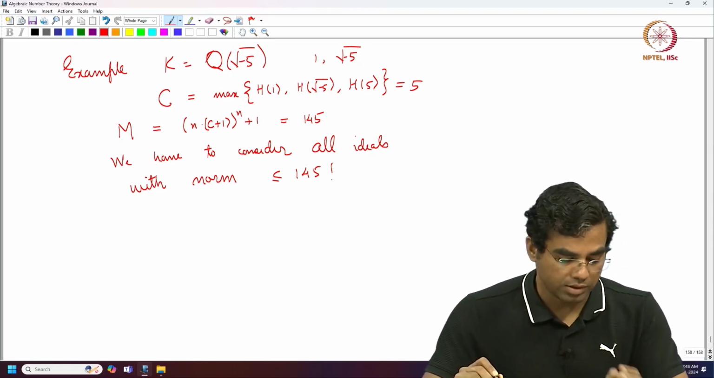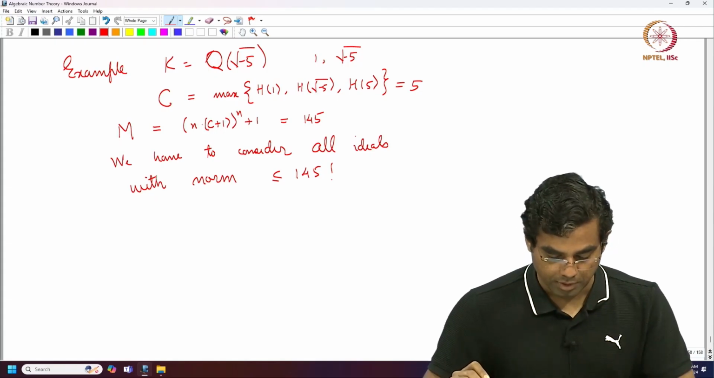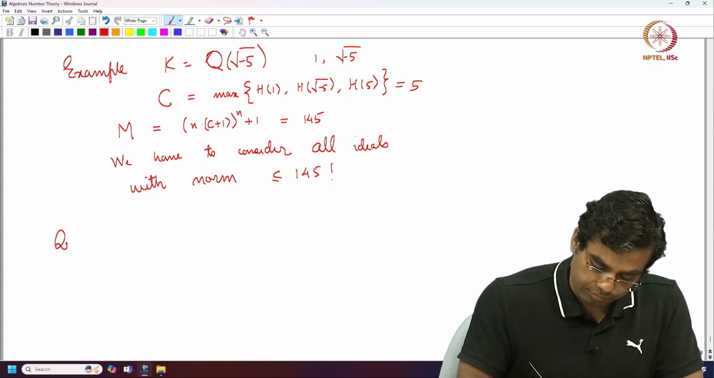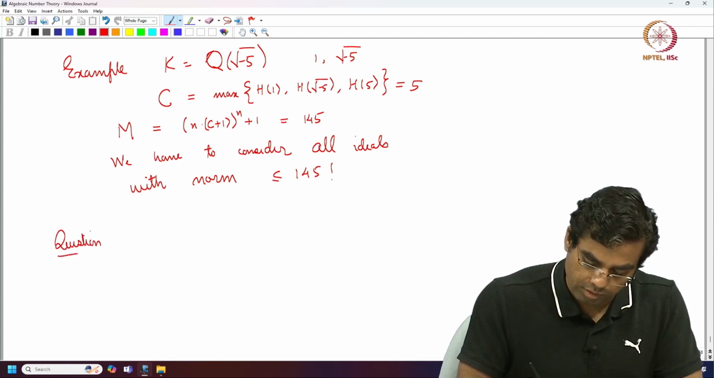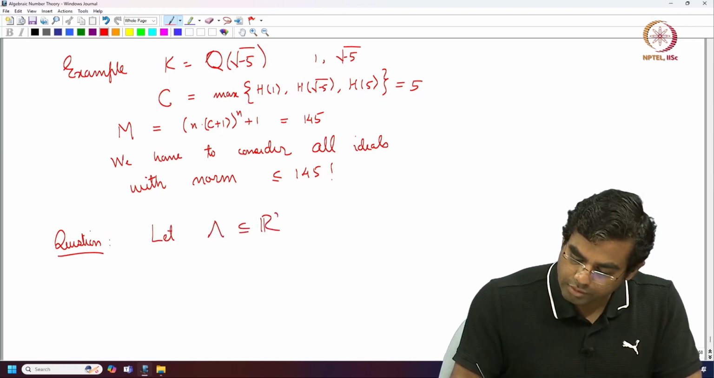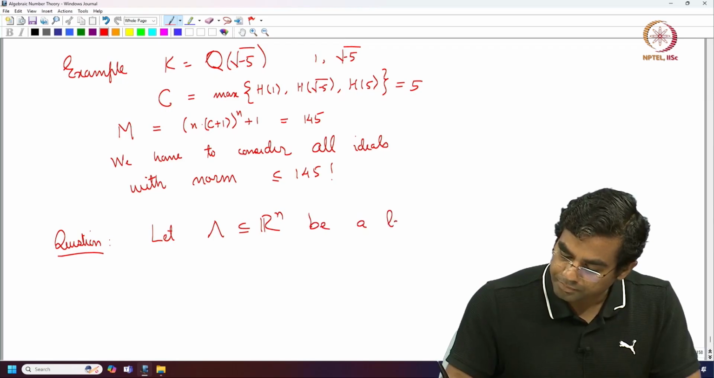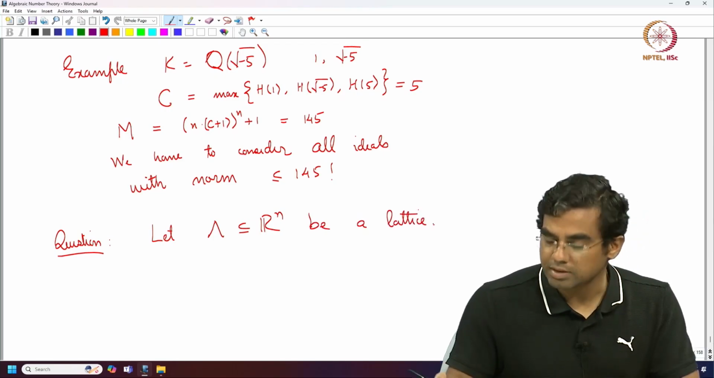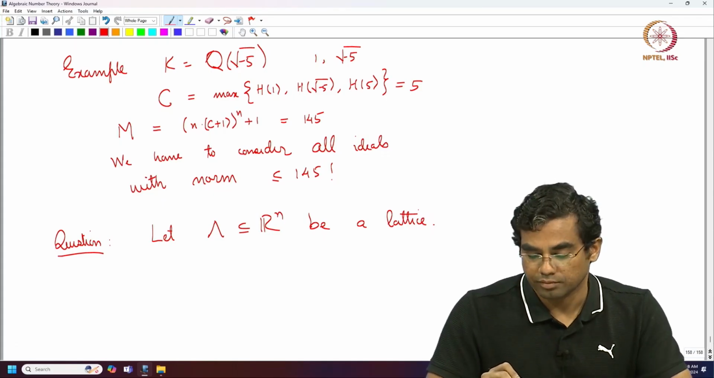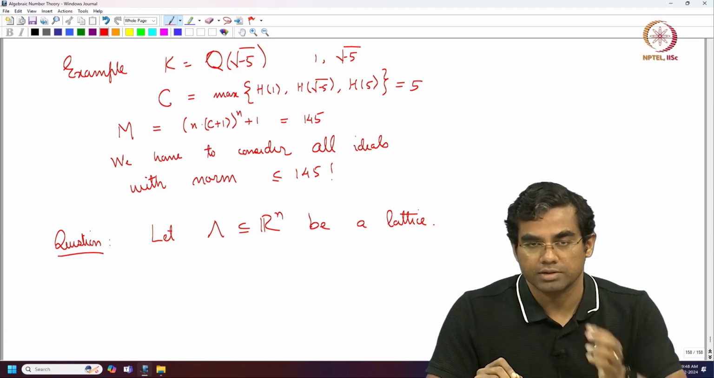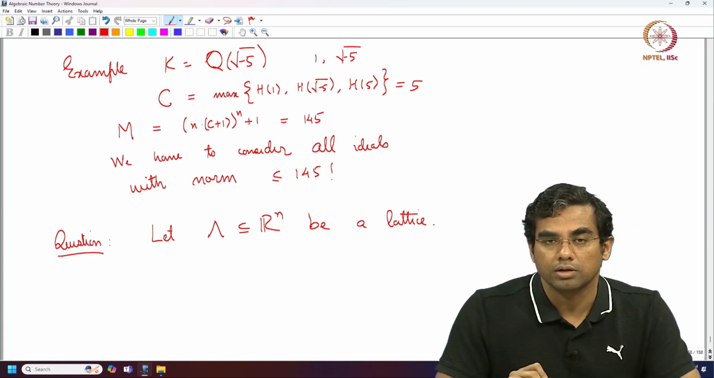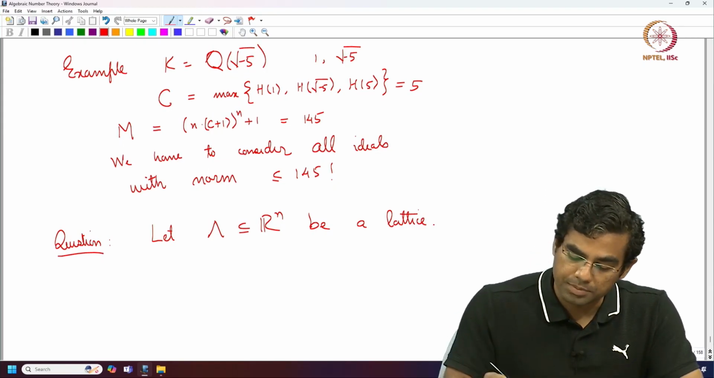Okay, so the basic question that we want to ask in geometry of numbers is the following. Question: let Λ in R^n be a lattice. It is not surprising that we are considering lattices, since the ring of integers is a lattice in R^n, as we proved earlier in the course. And then we want to consider a subset of R^n.